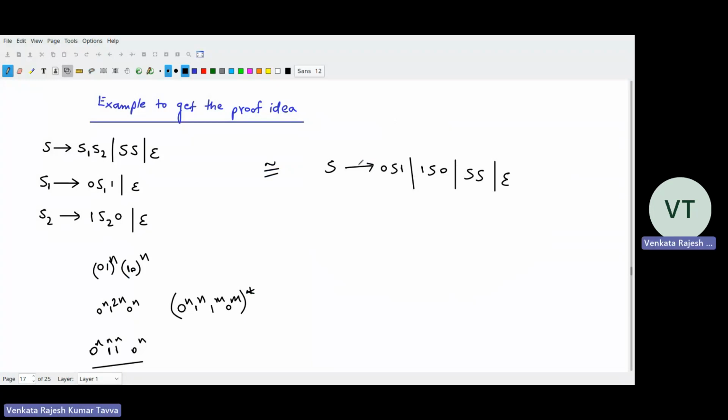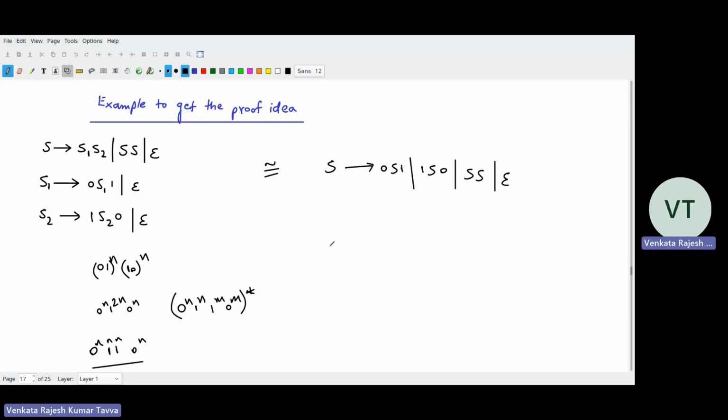Yeah, that's it. Any string that has equal number of zeros and ones. 0, 1 union 1, 0 whole star. No, because in this case you will only get pairs like 0 1 0 1 0 1 or 1 0 1 0 1 0. But we also need a sequence of zeros followed by a sequence of ones, which will not be covered in 0 1 union 1 0 whole star.